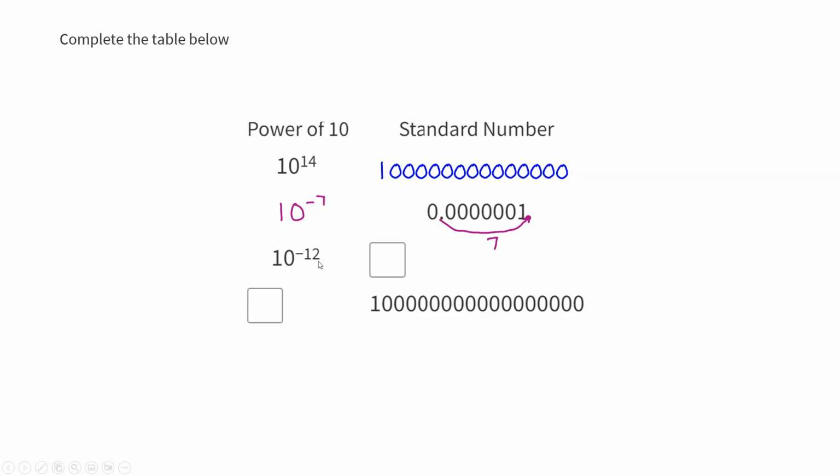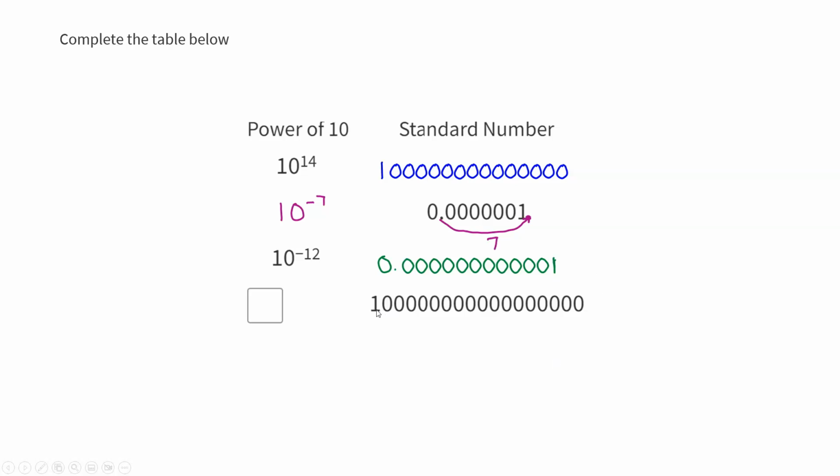10 to the negative 12 means that you're going to have 12 decimal places that you'd have to move from before that with a bunch of zeros in front of it to get back to 1. So that means you're going to need 11 zeros before the 1. So you're going to have 11 zeros and then the 1 following it.